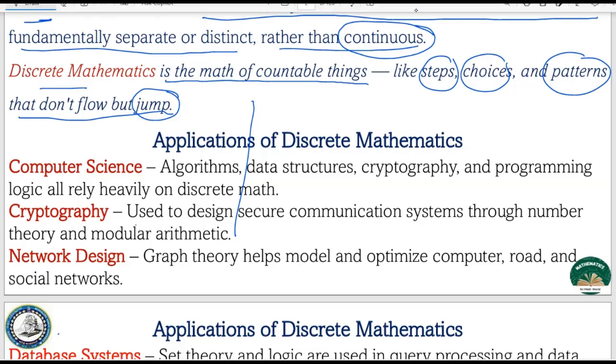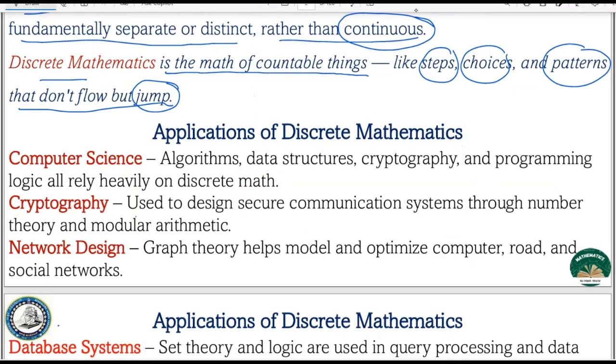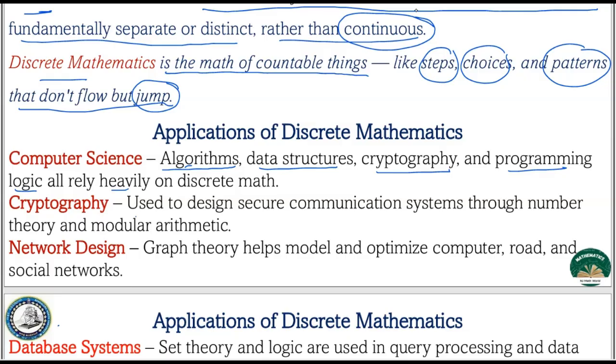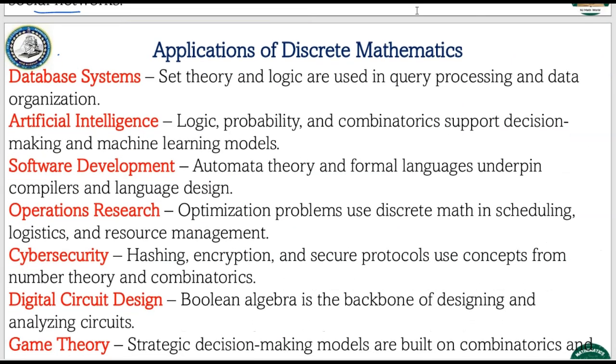The first one is computer science. In computer science, discrete math helps in writing algorithms, data structures, cryptography, and programming logic. All of this is heavily based on discrete math, which is why it plays a main part in computer science. Then cryptography is used to design secure communication systems through number theory and modular arithmetic. Then network design: graph theory helps to model and optimize computer, road, and social networks. These are some applications where math is used in daily life.